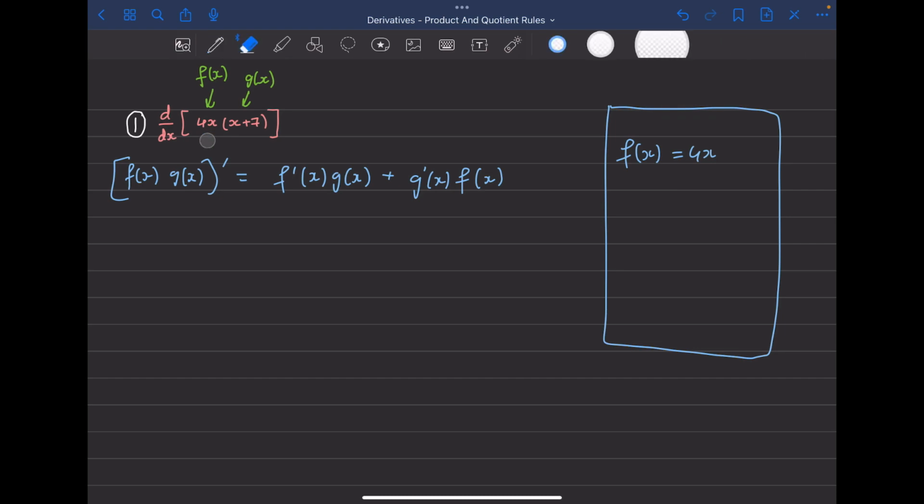We know that from the question. g of x is also x plus 7. Once again, that's given from the question. I didn't do anything yet. But now let's also find the derivatives.